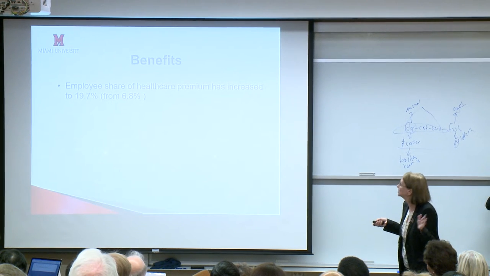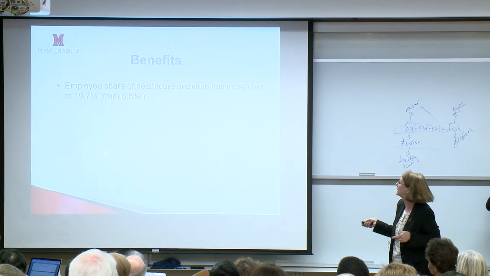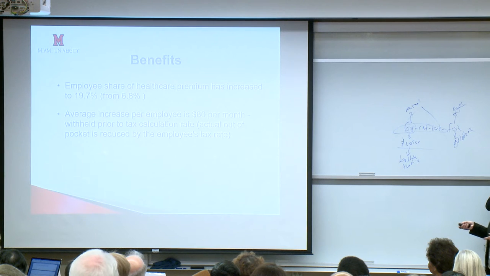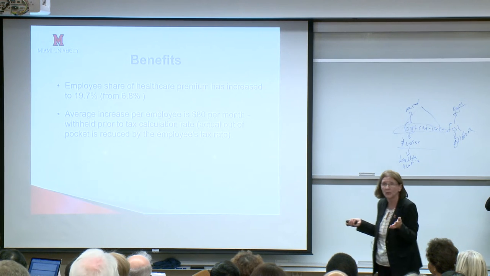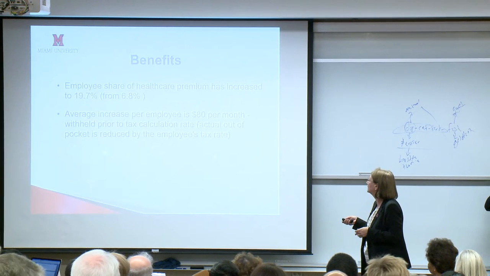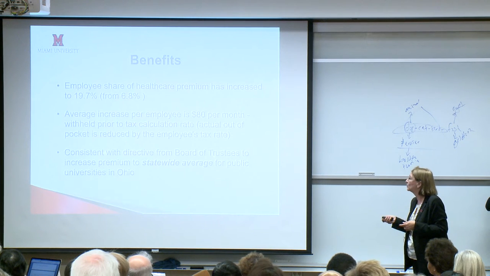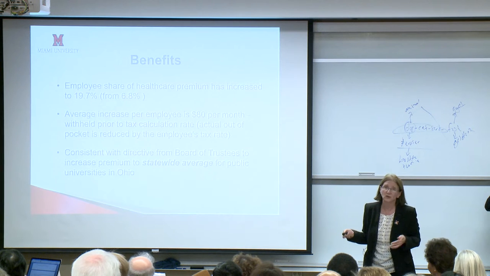We want to remind you, we understand the employee share of healthcare premium has increased. It's increased to 19.7%. That average increase per employee amounts to $80 per month withheld. That's prior to tax calculations, so the actual out-of-pocket is reduced by the employee's tax rate. And this is consistent with a directive from the Board of Trustees to increase premium to statewide averages.